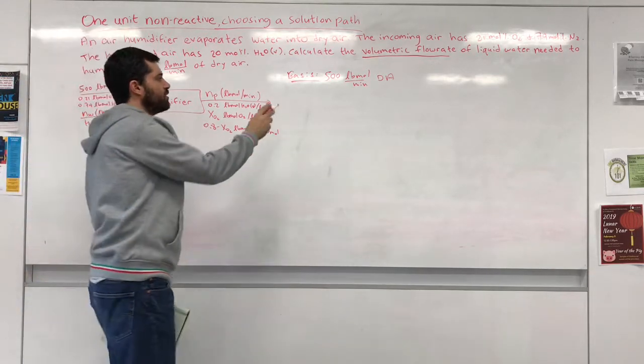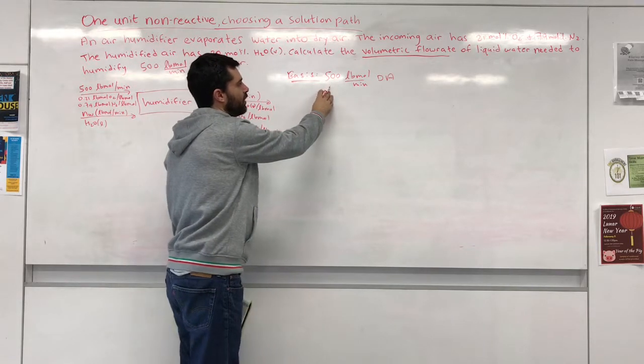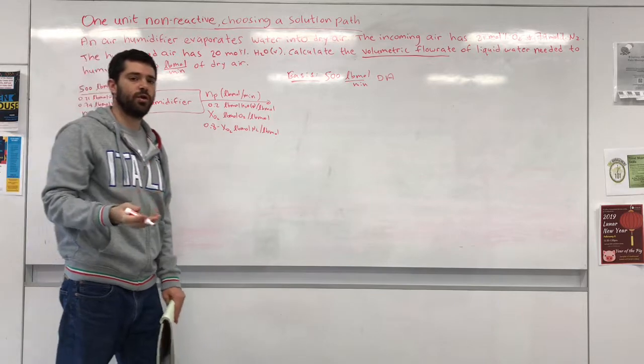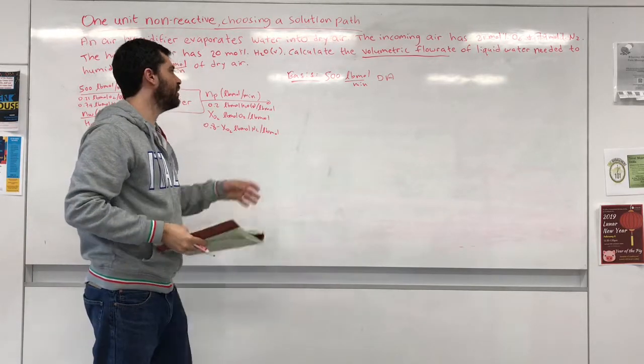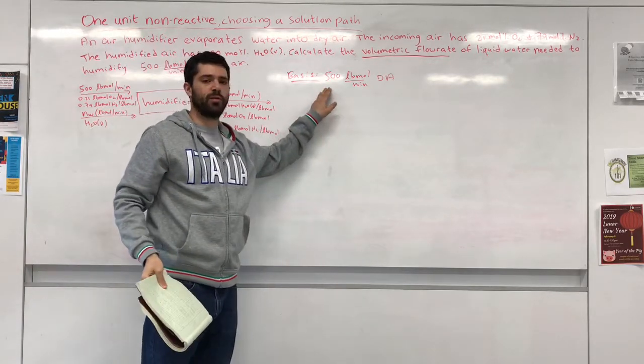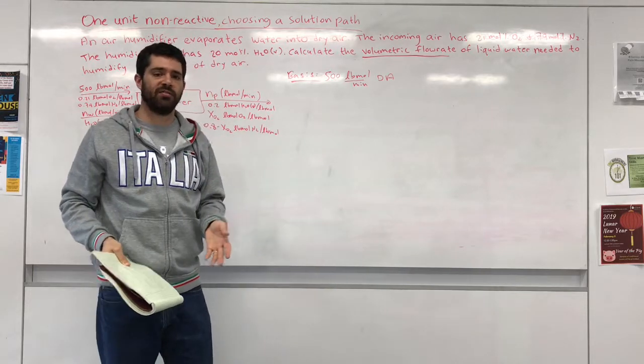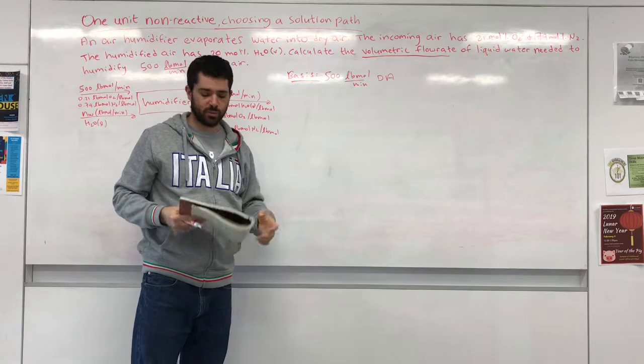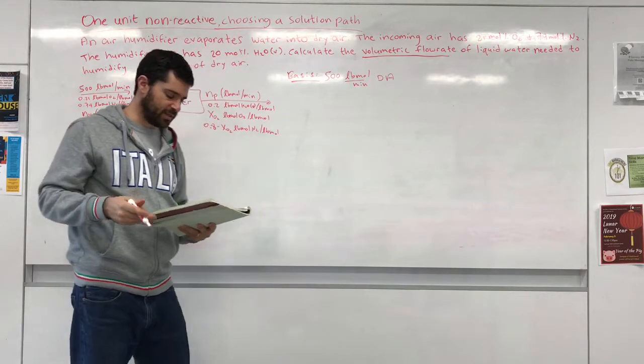Now, in terms of the basis, you could also select, even though you're being asked about 500, because there's no reaction here or anything complicated, you could select 100 pound moles per minute and then multiply the result by 5. But there's really no reason because 500 pound moles per minute is a pretty convenient basis anyway.